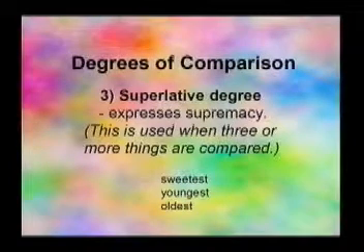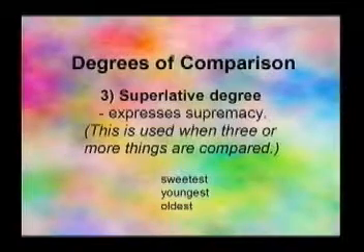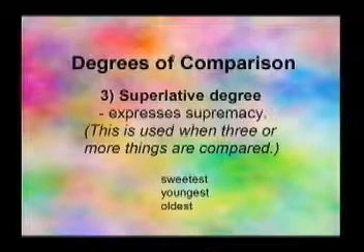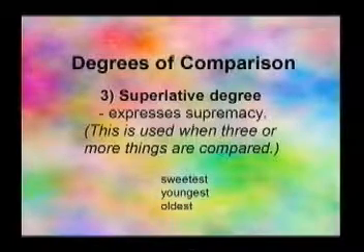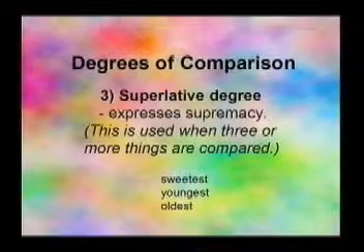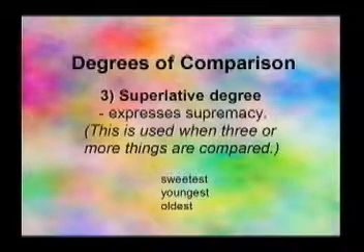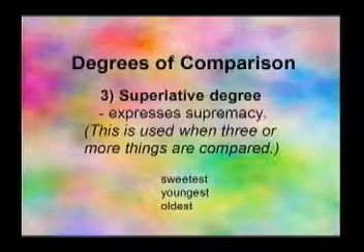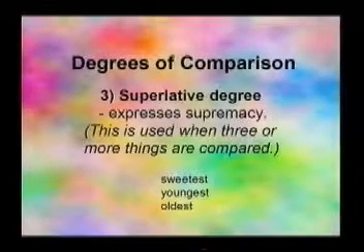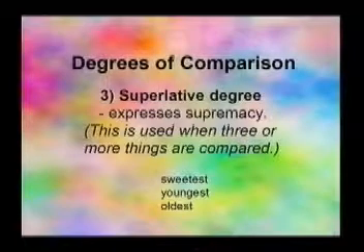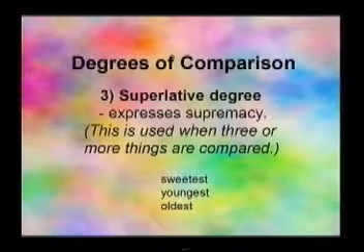Number 3, superlative degree, expresses supremacy, when one is superior to all others in the particular quality denoted. This is used when 3 or more things are compared. For example, sweetest, youngest, oldest.